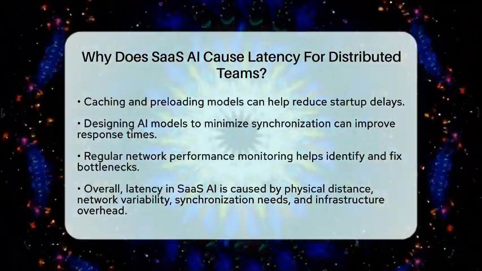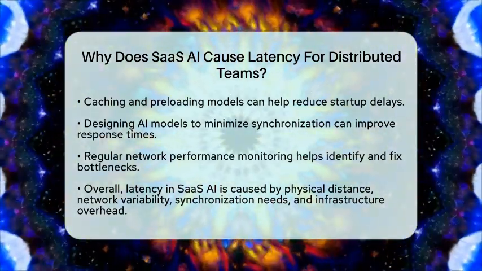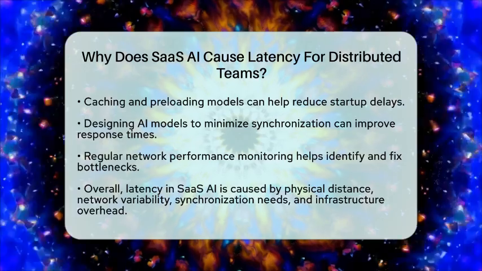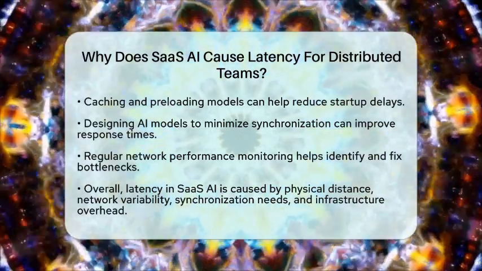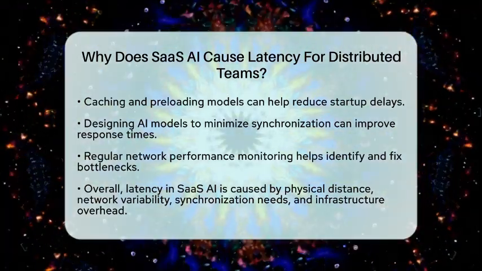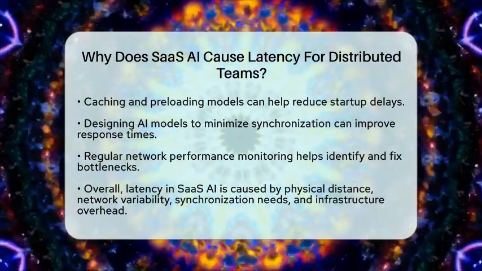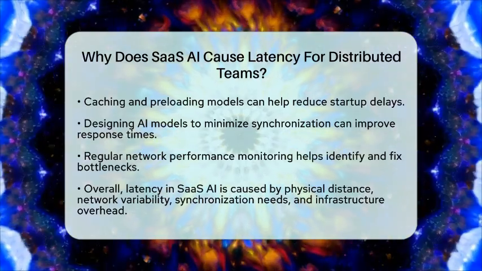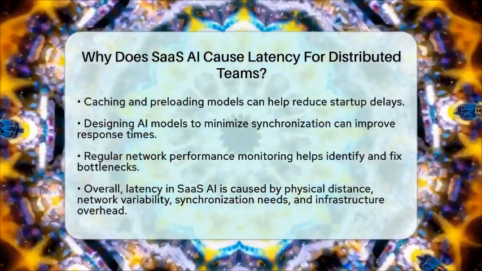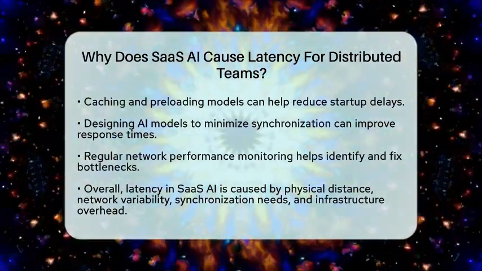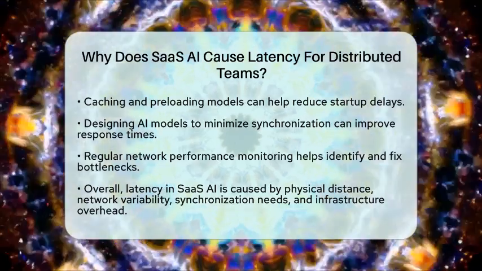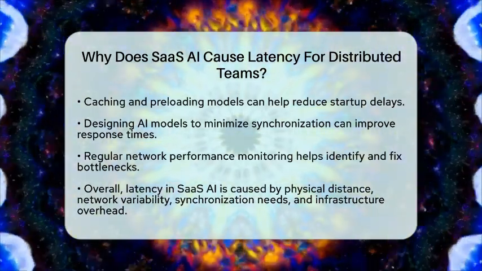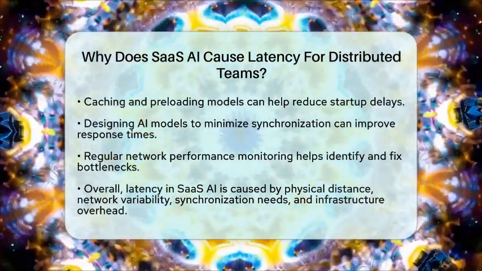To reduce latency when using SaaS AI, organizations can choose cloud providers with data centers close to their teams. They can optimize network routes or use dedicated connections to improve speed. Caching data or preloading models can also help reduce cold start delays. Designing AI models that are less dependent on constant synchronization can make responses quicker. Monitoring network performance regularly helps identify bottlenecks so they can be fixed early.